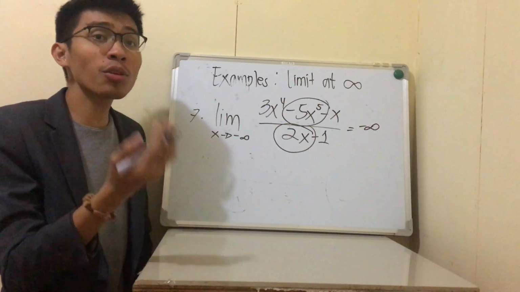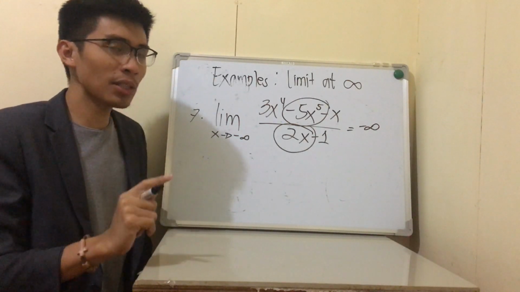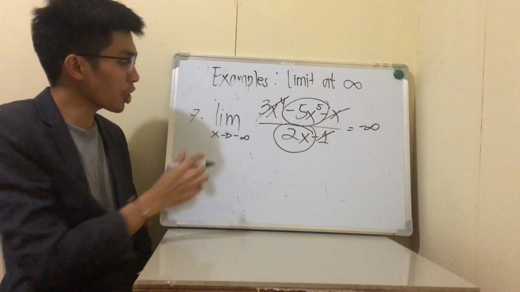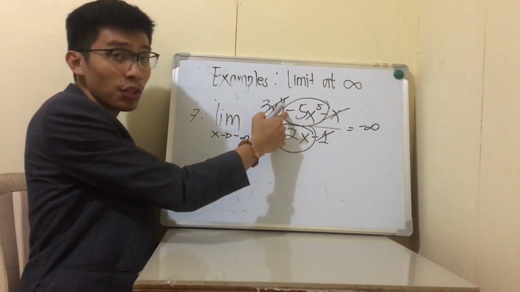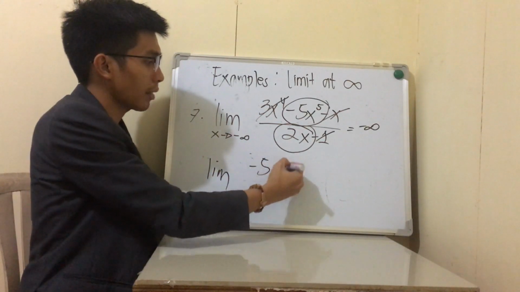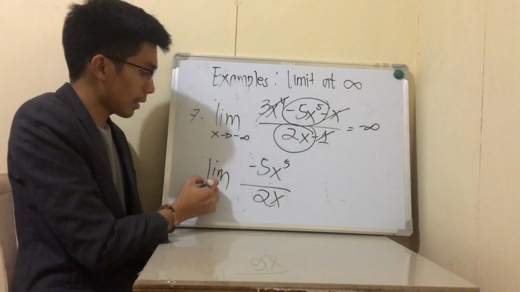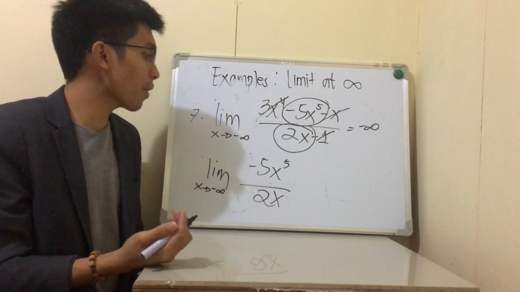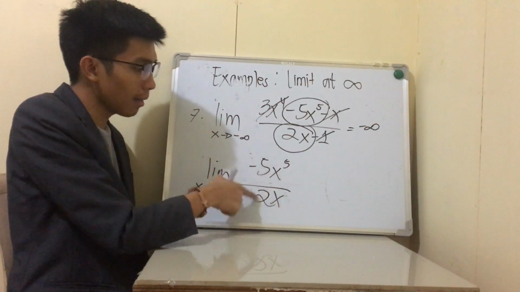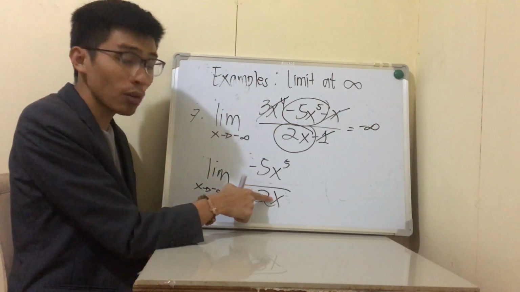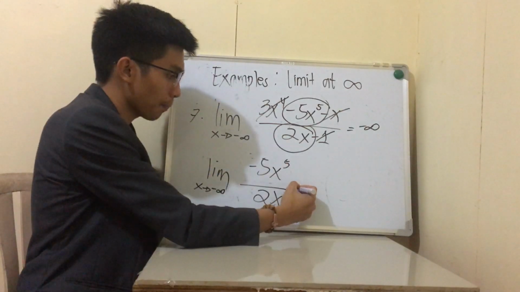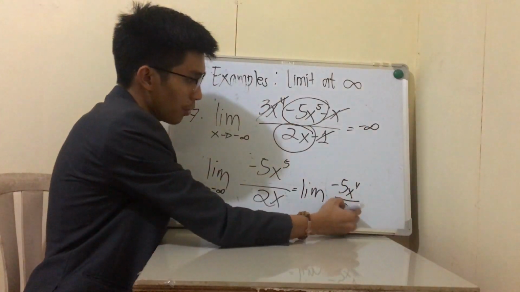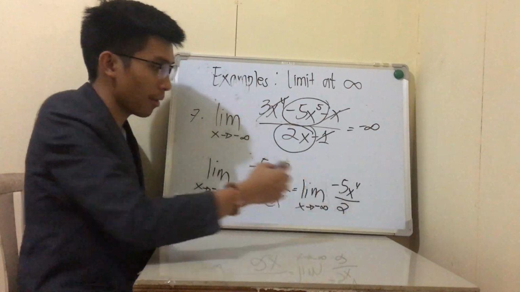After you compare that the numerator is greater than the denominator, this is the best way to do it. You cancel the other terms that are not the leading coefficient and you copy the leading coefficient. It will become the limit of negative 5x^5 all over 2x as x approaches negative infinity. As you simplify that, we can still divide by canceling one x from the denominator. It will become the limit of negative 5x^4 all over 2 as x approaches negative infinity.